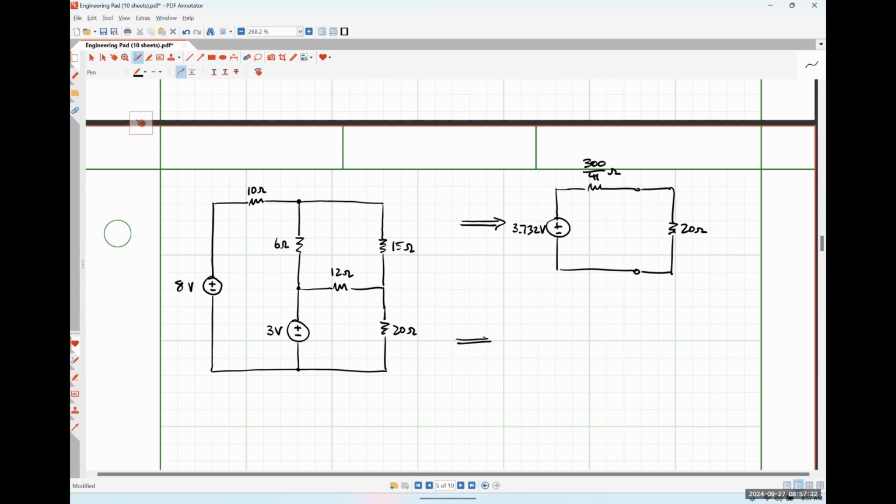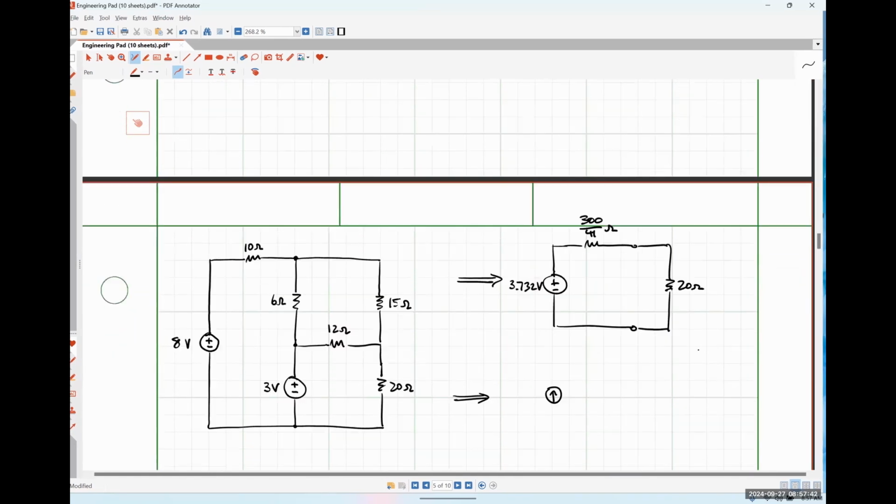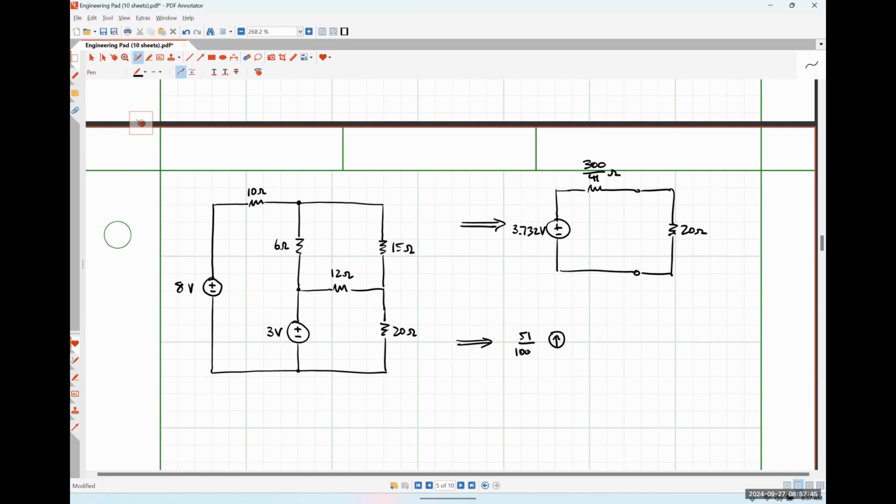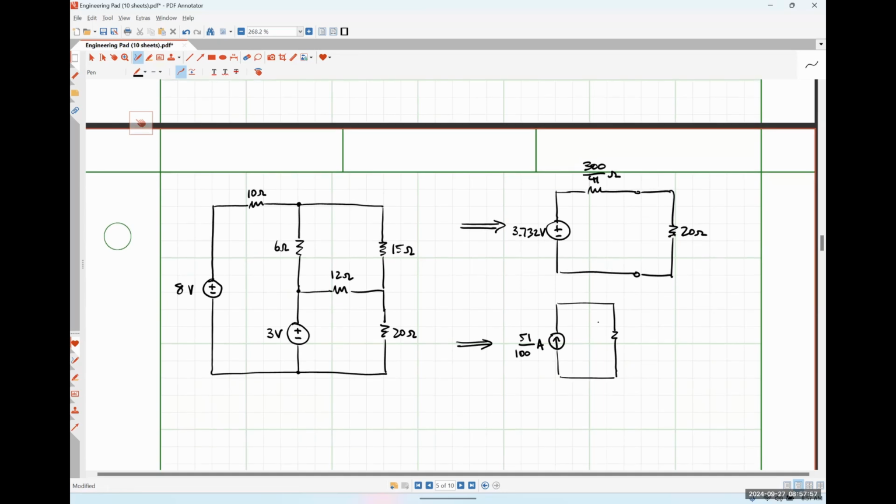And when we did our Norton analysis, we found that this thing is also electrically equivalent to a 51 over 100 amp current source connected in parallel to that same 300 over 41 ohm resistor, because the Norton resistance and the Thevenin resistance are literally the same thing. So I didn't bother doing it again because we already knew what it was. And this is connected in parallel to our 20 ohm resistor.